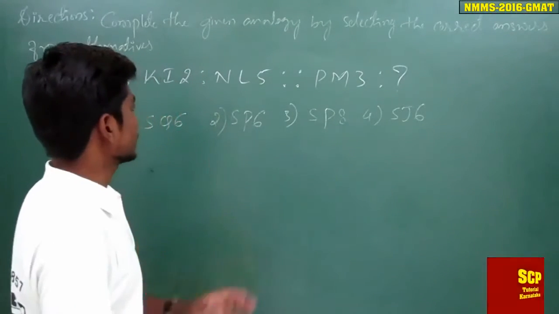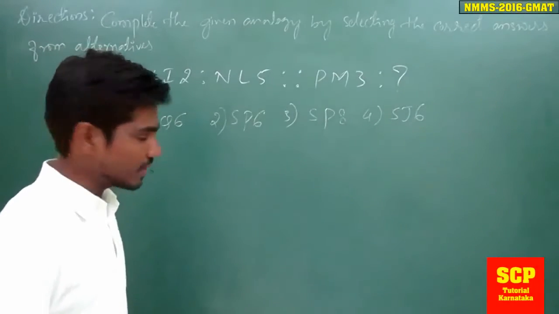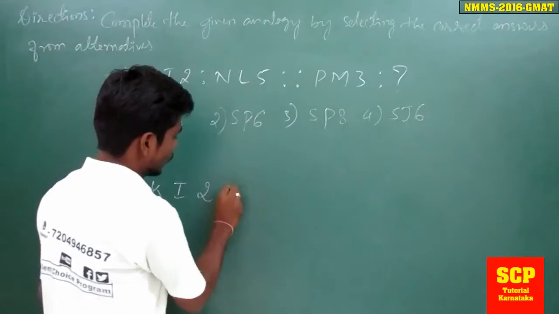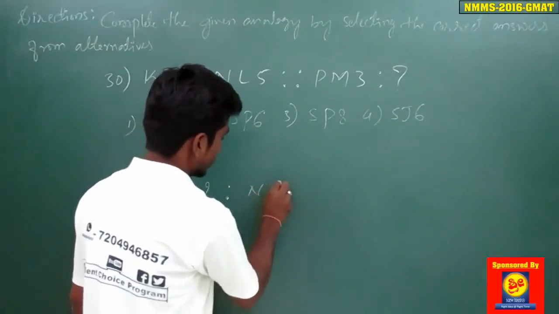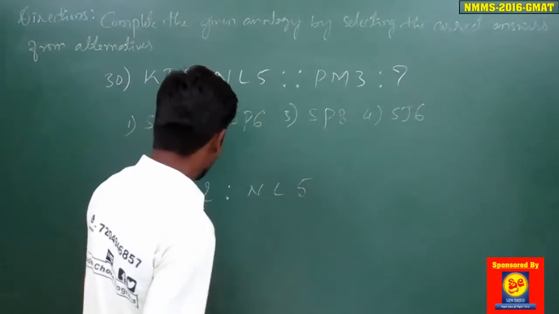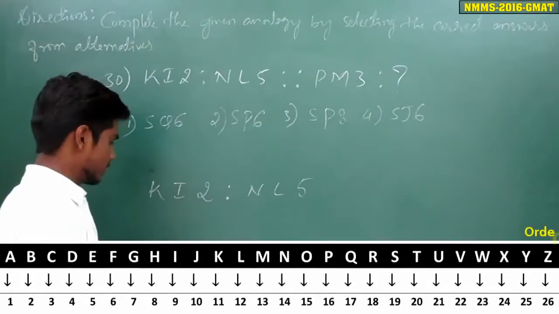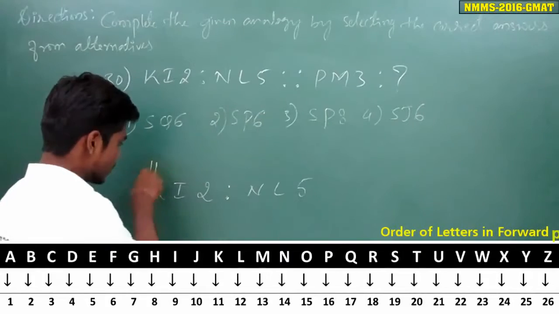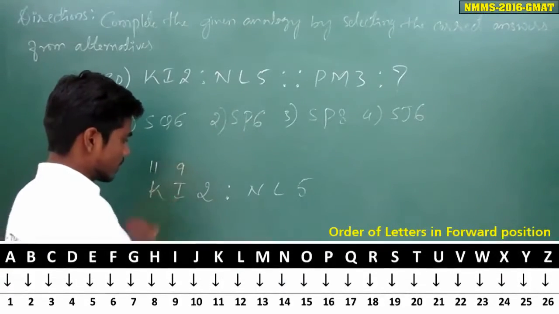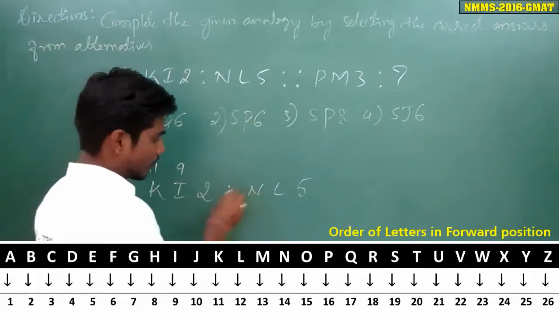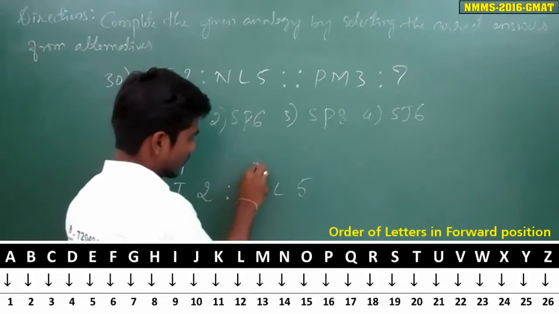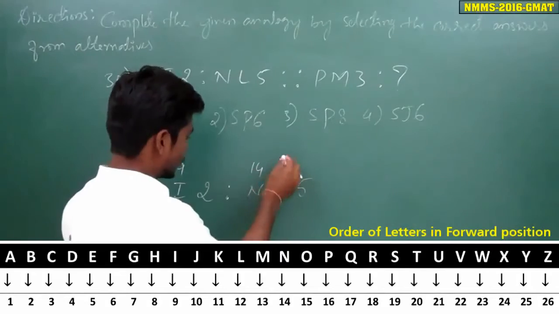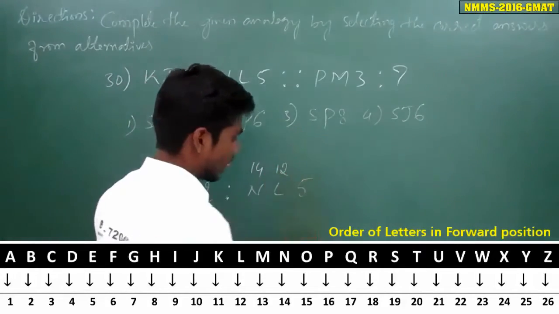Friends, to solve this problem, let me write the given question first. That is KI2 is to NL5. Let me write the positions of the letters. The position of the letter K is what? It is 11. I is 9. Now the position of the letter N is what? 14. The position of the letter L is what? Of course it is 12.